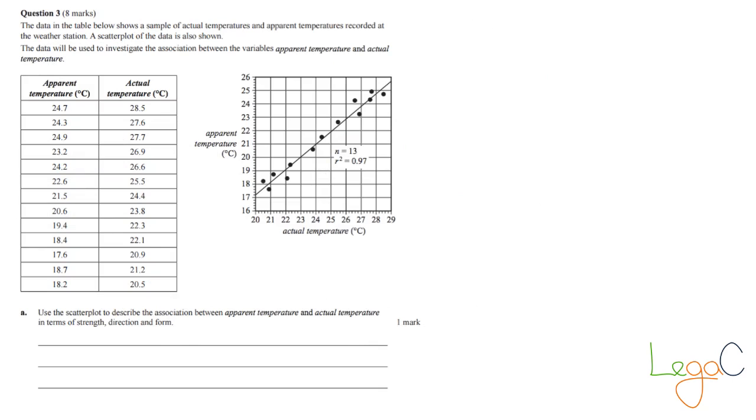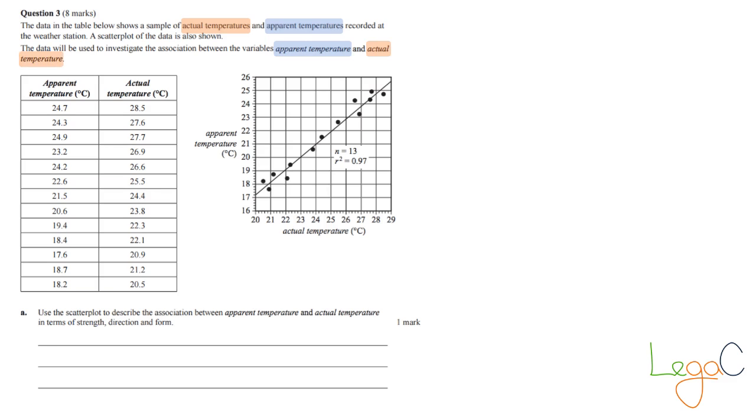The data displayed in the table in question 3 shows a sample of actual temperatures and apparent temperatures recorded at the weather station. A scatter plot of the data is also shown. The data will be used to investigate the association between the variables apparent temperature and actual temperature.